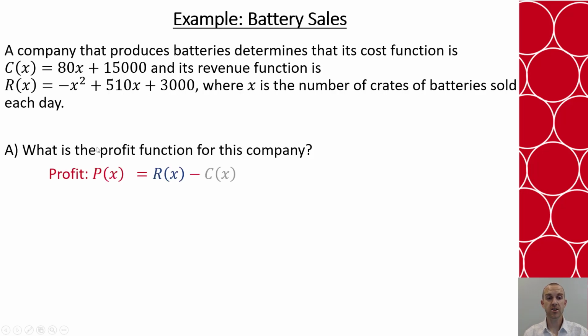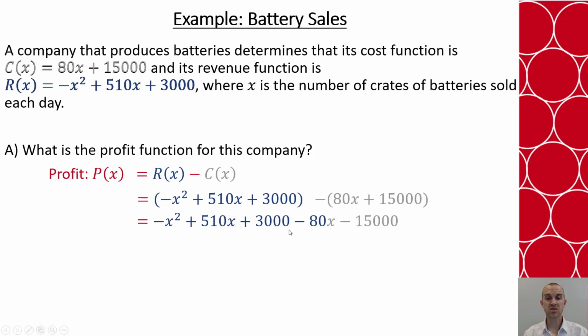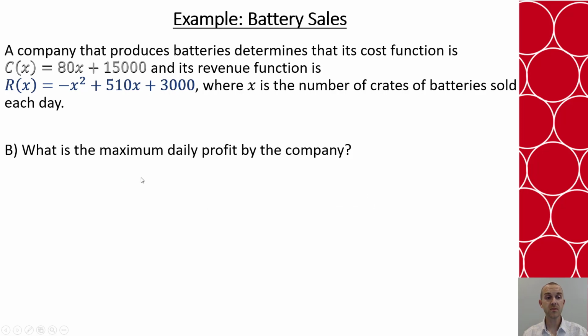So the profit function is the revenue minus the costs. So we take our revenue function and then we subtract our cost function. Now we're going to distribute the negative and then we're going to simplify this expression. So that becomes negative x squared plus 430x minus 12,000. Now another thing that could be asked is what's the maximum daily profit by the company?